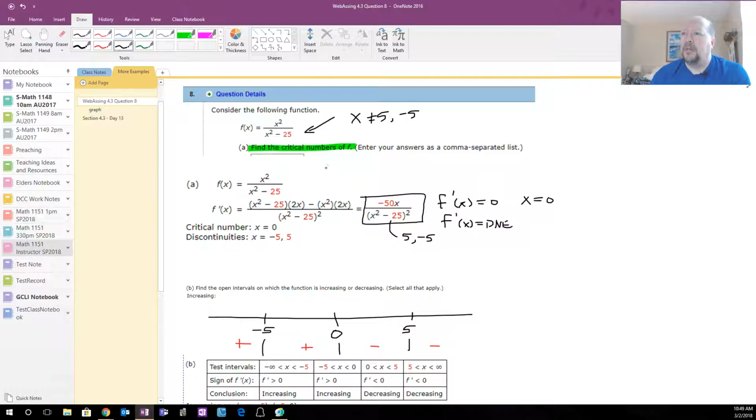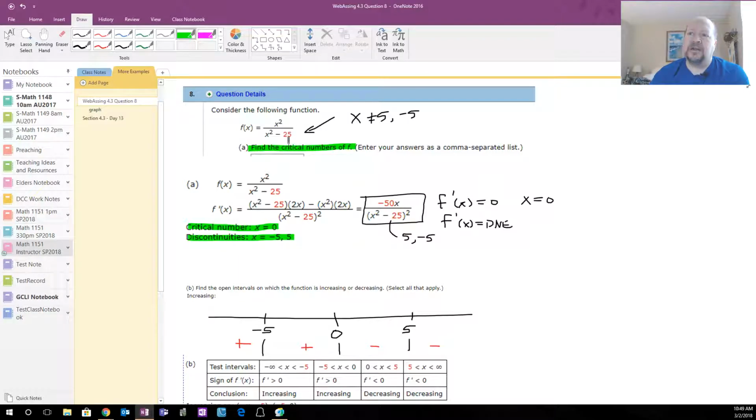So what we need to realize is that any critical numbers have to be within the domain of the original function, and in this case, 5 and negative 5 are not. So on WebAssign, it's only going to count x equals 0 as a critical number. If you try to put in 5 and negative 5, it's going to count it wrong because they're not within the domain of the original function. Now notice the answer key for WebAssign says there are discontinuities at negative 5 and 5, and that's where the function doesn't exist.